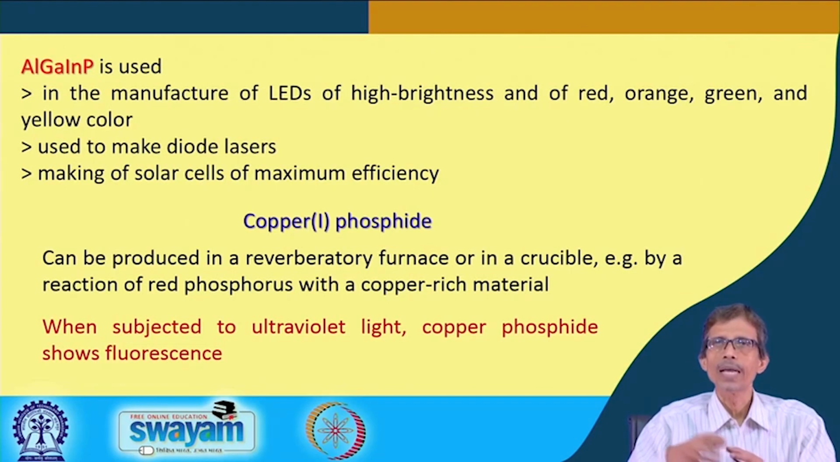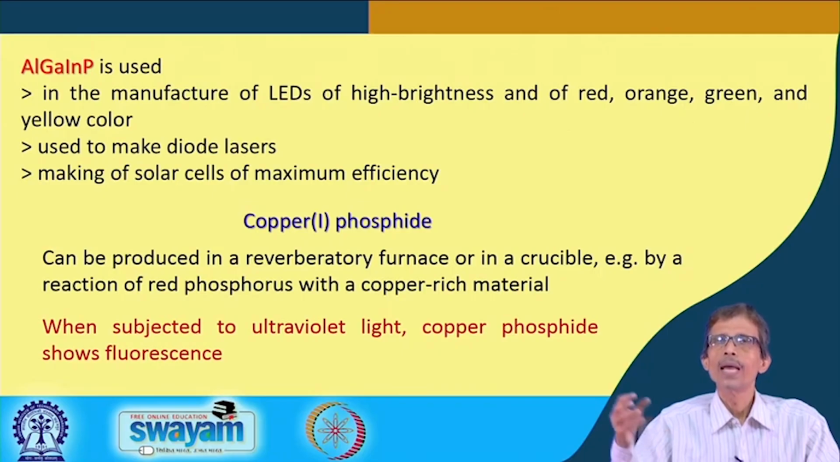Similarly, you can have gallium indium also, and we know from our school days knowledge that you can have brass, you can have bronze, where more than two elements or metals are present. So, similarly, this is something like that, but it has a corresponding anion also present, that means a phosphide ion. So, it is a very complex phosphide, which is aluminum gallium indium phosphide.